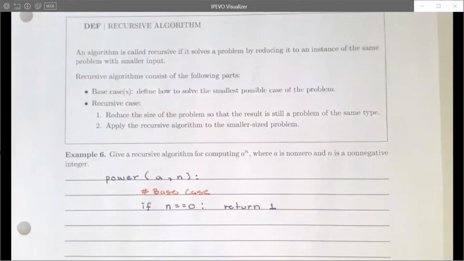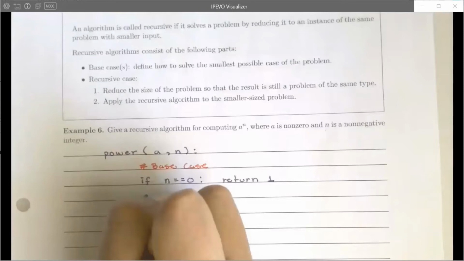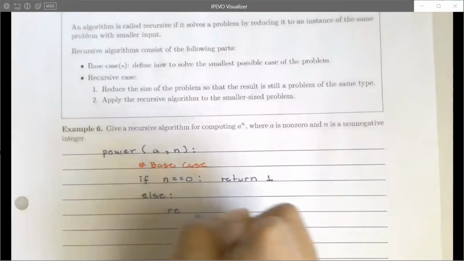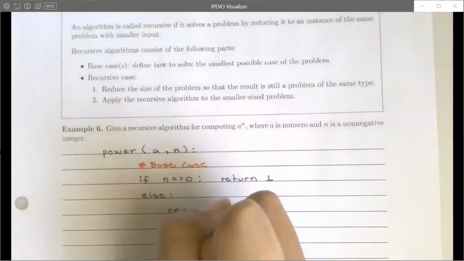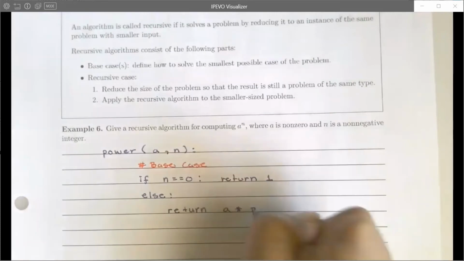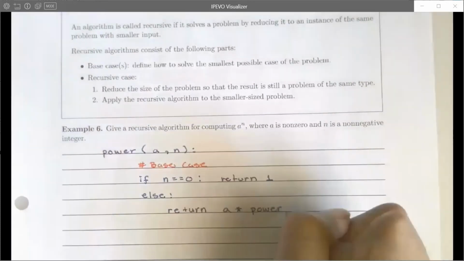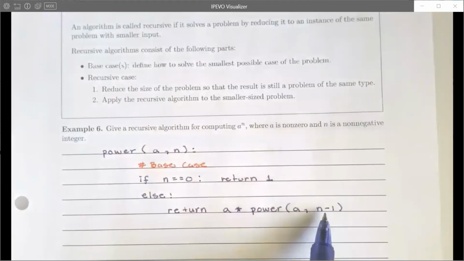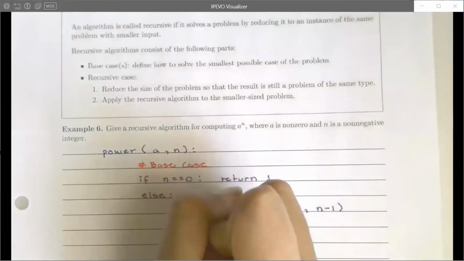What happens if n is not equal to 0? Otherwise, if you recall the recursive function definition that we made, we took a and multiplied it with f evaluated at n minus 1. So similarly here, we're going to simply return, I guess I could write it on the same line, but I'll do it here. We can return a multiplied with the result of calling the function power with a, but now a smaller n, which is n minus 1. Okay, and so this would be now the recursive case.